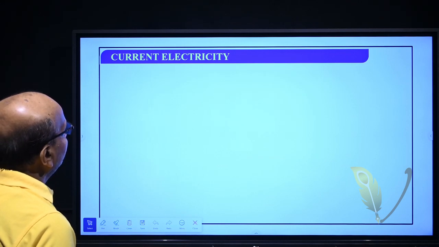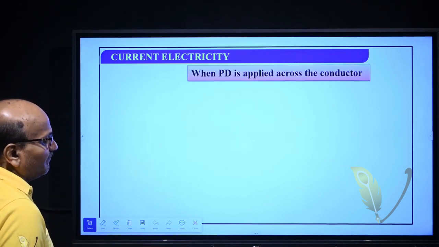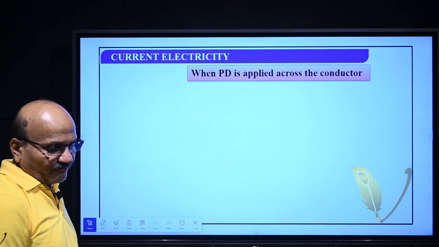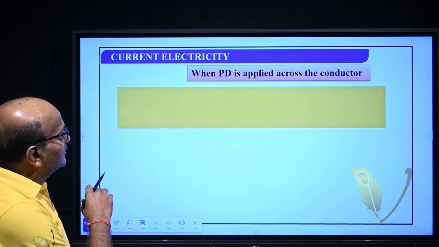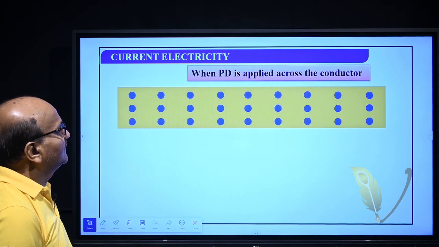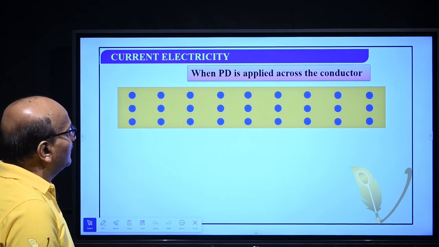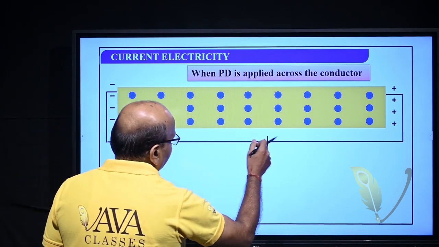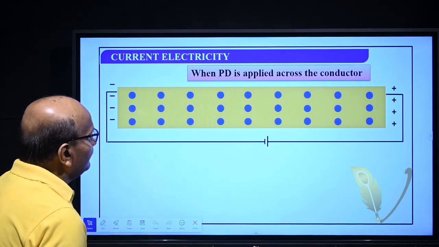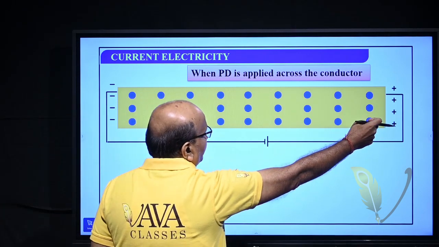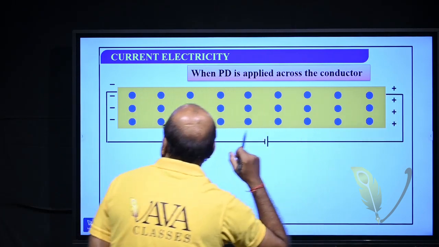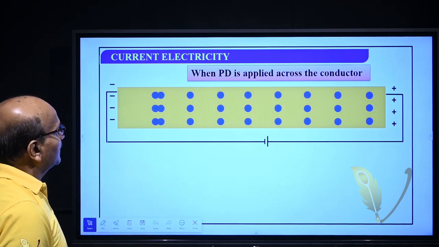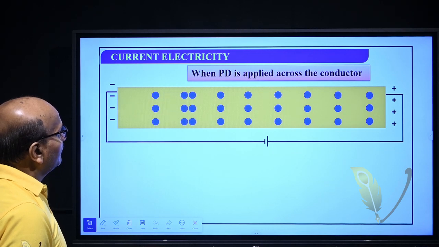But when potential difference is applied, see what happens in the conductor, and these electrons start moving in one direction. These are the different free electrons within the conductor. See, if we make a potential difference connection, that is a battery connection, then this is the higher potential, meaning positive means higher potential, and this is the lower potential. Now electrons start moving from lower potential to higher potential.